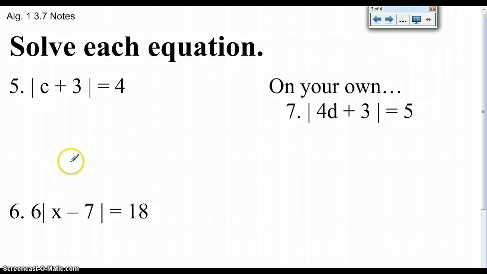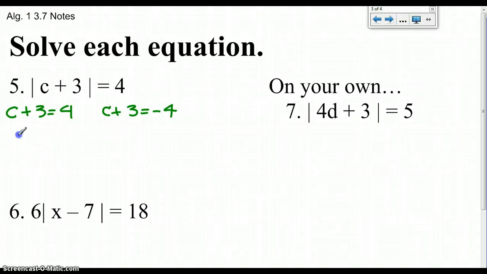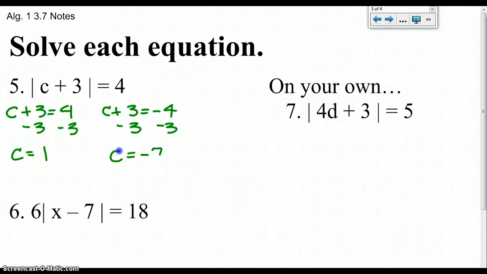Okay, so we're going to solve each equation. The absolute value of c plus 3 is equal to 4. So to solve this, we need to make two equations. We need to go c plus 3 is equal to 4 and c plus 3 is equal to -4. Because it's the absolute value, it can equal the negative or the positive value. So to solve this one, we're going to subtract 3 and we get c is equal to 1. And then we're going to subtract 3 on this side. And we get c is equal to -7. And those are our two answers.